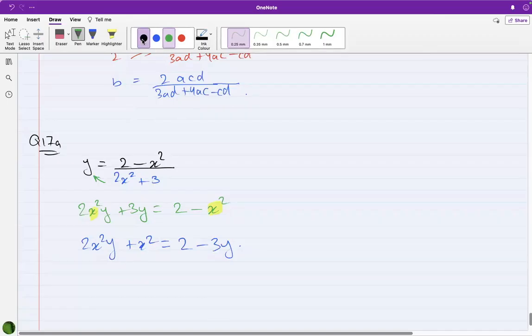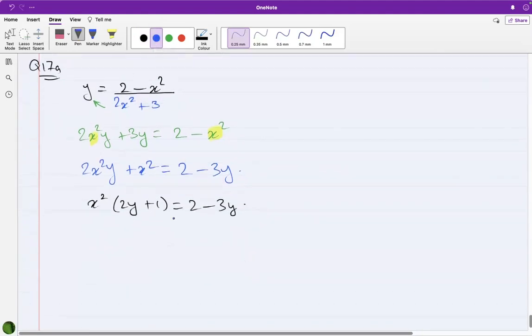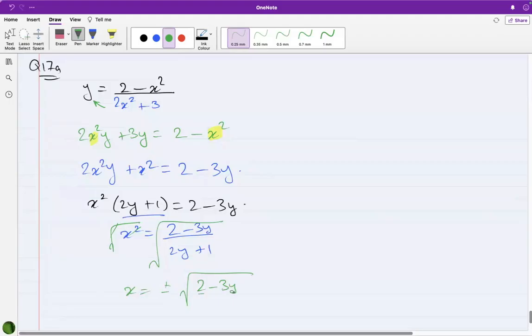Now x is already on one side. I can take out x squared as common, and I'm left with 2y plus 1 is equal to 2 minus 3y. Now dividing by this bracket, x squared is equal to 2 minus 3y over 2y plus 1. And finally, square root on both sides. So x is equal to plus minus. This plus minus is not necessary, but it does play its role.